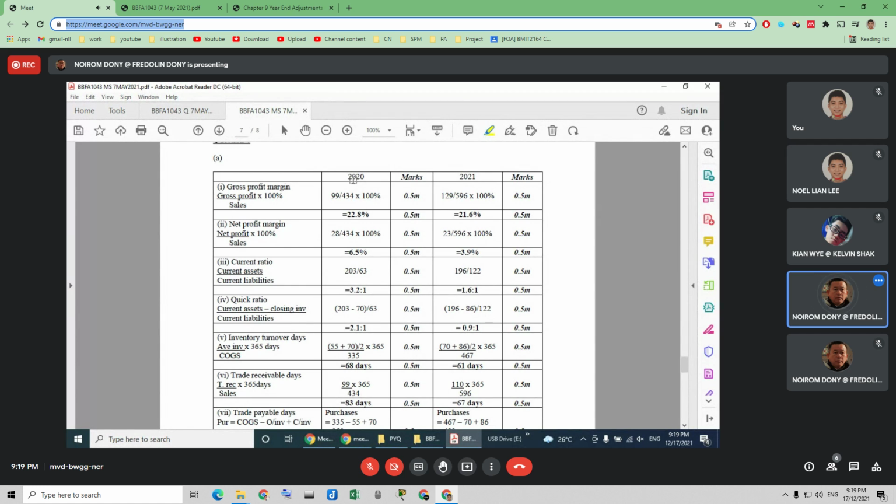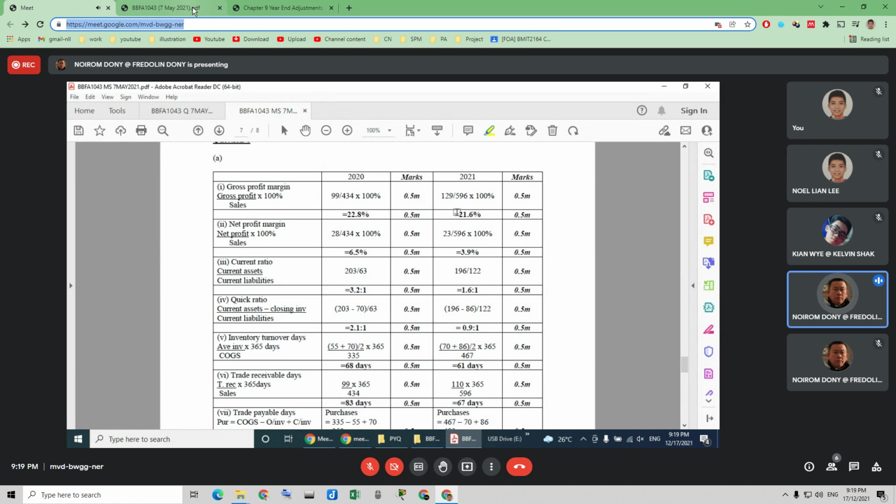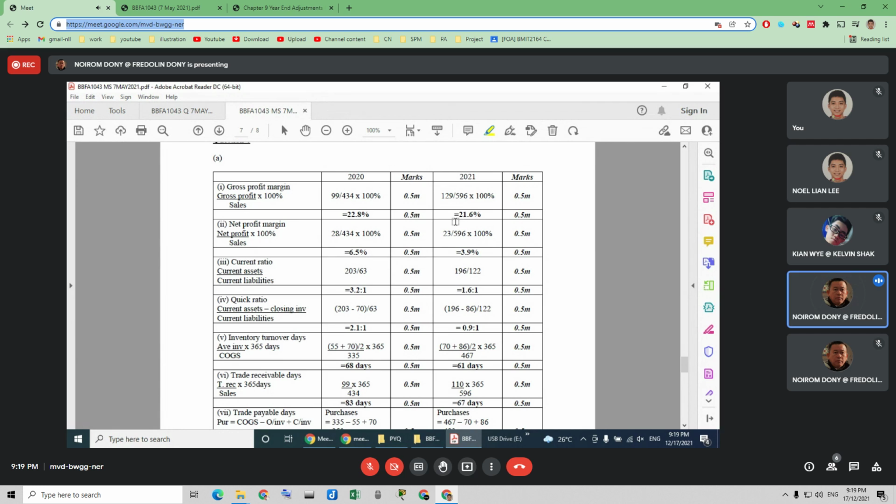Okay, and then although sales has increased for 2021, yet the cost of goods sold has increased in tandem, leading to a slight drop in gross profit margin. So we are giving the reason. The reason why this is a slight drop, because of the cost of goods sold during the current year increases.